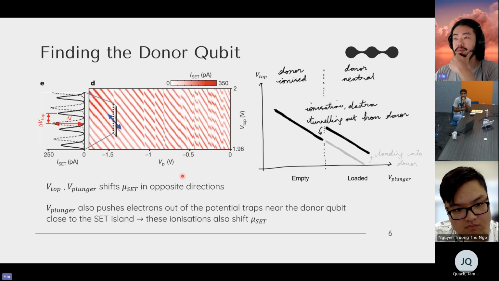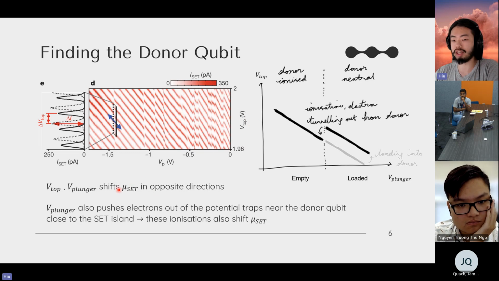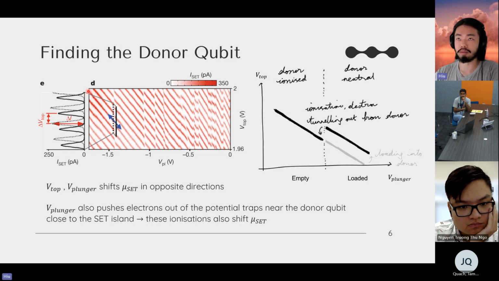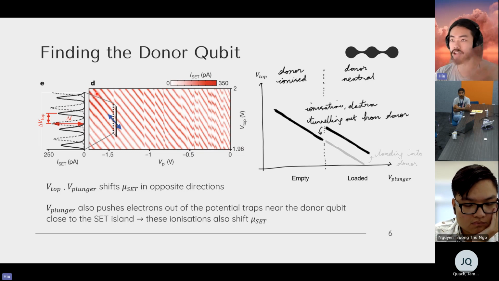This graph is obtained by scanning through the plunger gate and the top gate, so the top voltage and the plunger voltage. Again, they shift the chemical potential of the SET island in a counteracting way, so that you get this straight line. These are current peaks. As you remember, if you shift the chemical potential within the source-drain bias window, you get a current. If it's outside, there's no current. That's why you only get a sharp peak at these points, and it's diagonal again because they counteract each other.